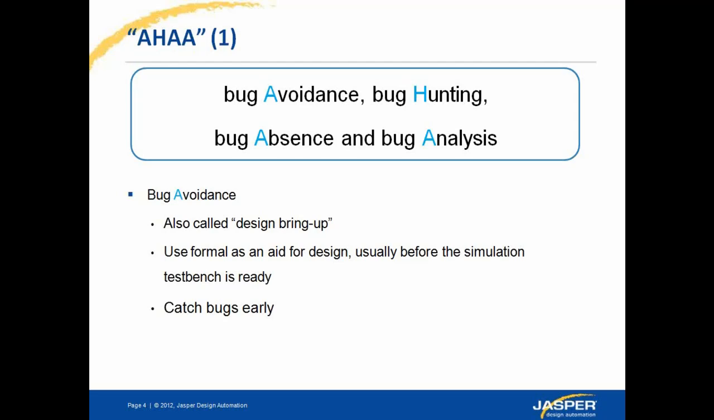I think Harry mentioned this morning that if you want high quality, you shouldn't basically put bugs to begin with in your design. And this is what the first stage, bug avoidance, tries to do, which is also called the design bring-up, which basically they try to use the Formal as an aid for the design to catch bugs earlier in the design cycle, and also to provide higher quality for the module that will be passed to other teams or design teams or verification teams.